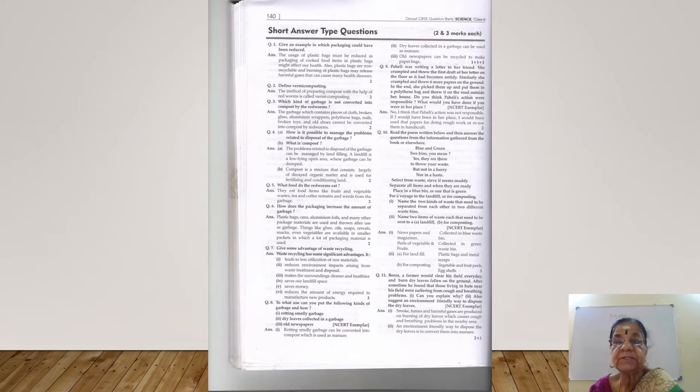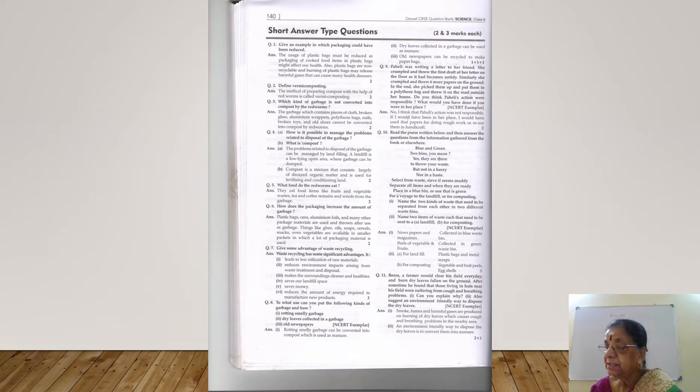Okay. The next question, define vermicomposting. These are some additional questions other than the ones I gave in our question bank. Some questions seem good to me when I look at them, so I will give them to you. Right? Define vermicomposting. Method of preparing compost with the help of red worms is called vermicomposting.